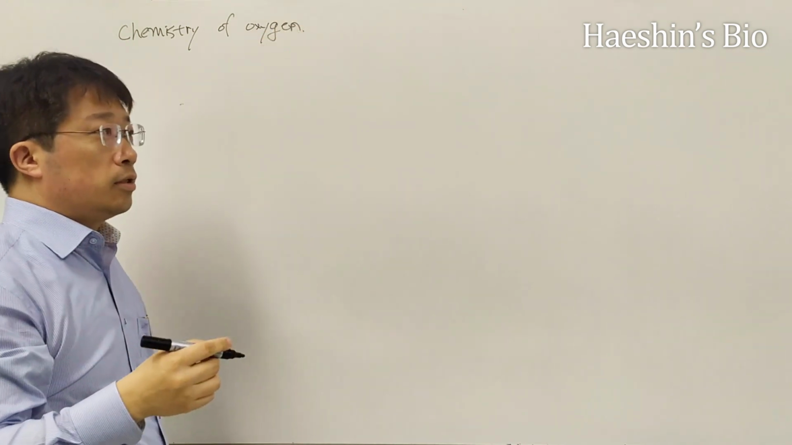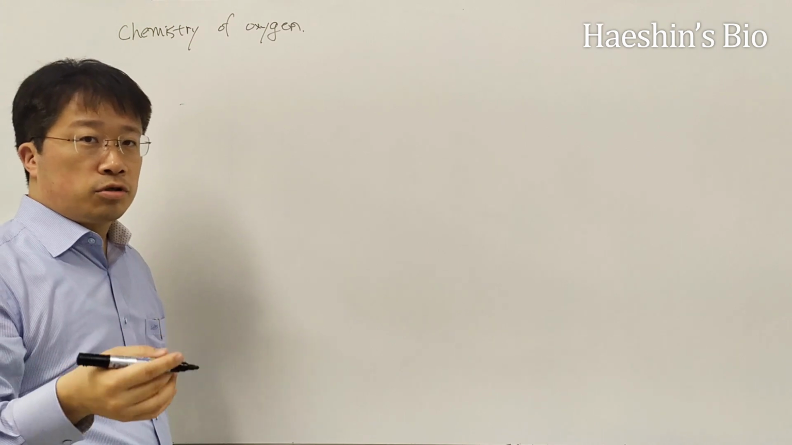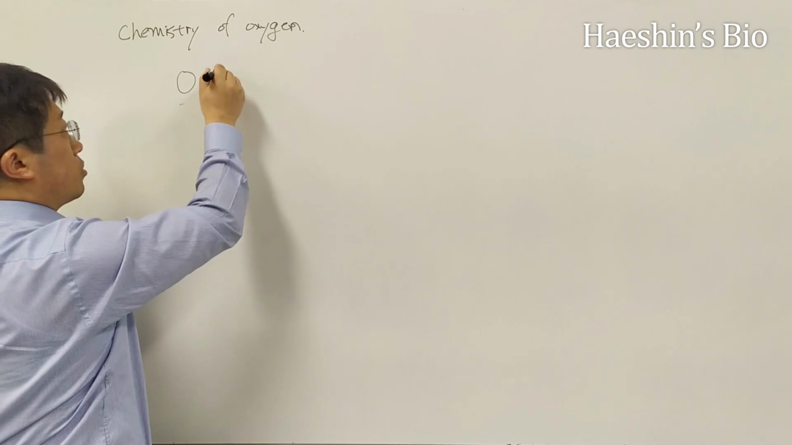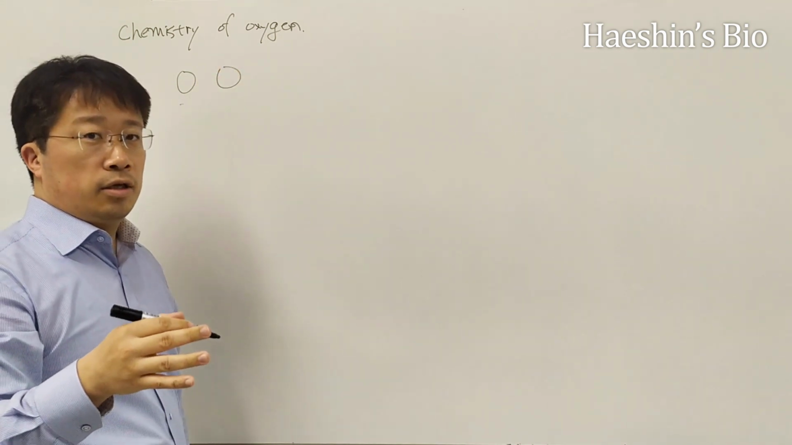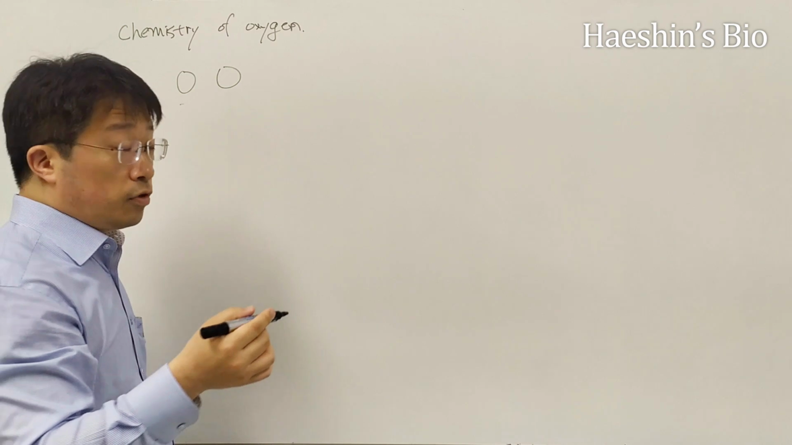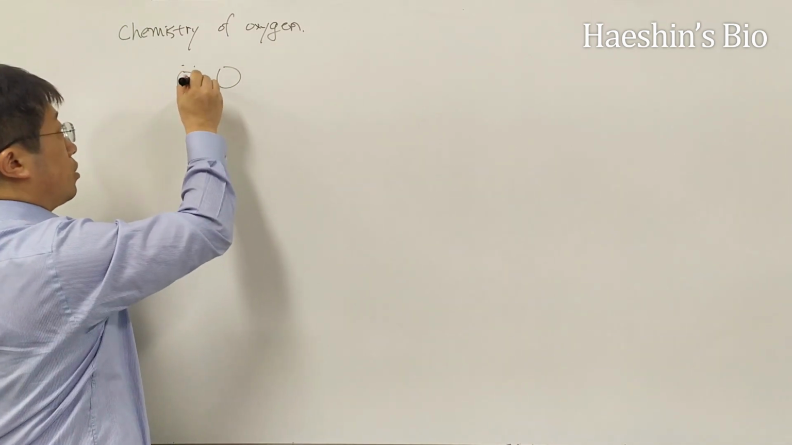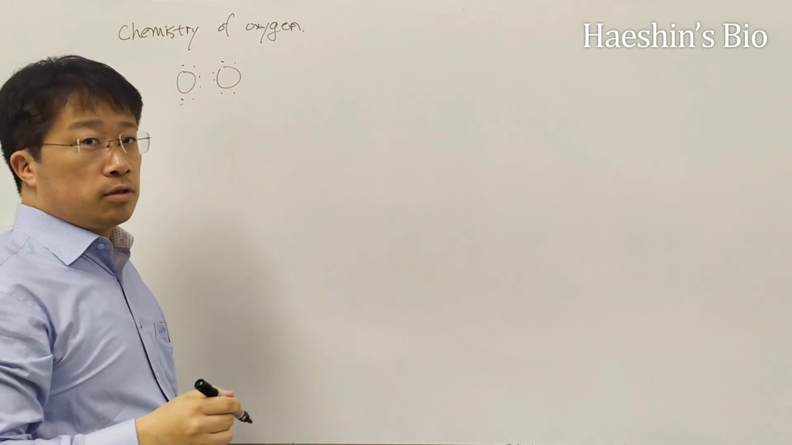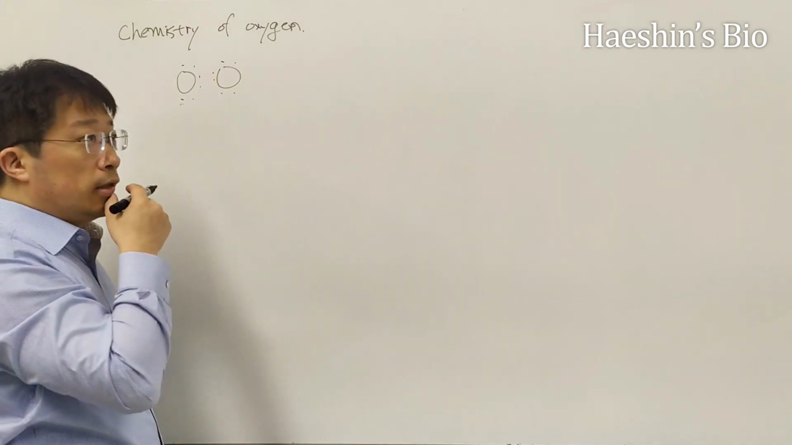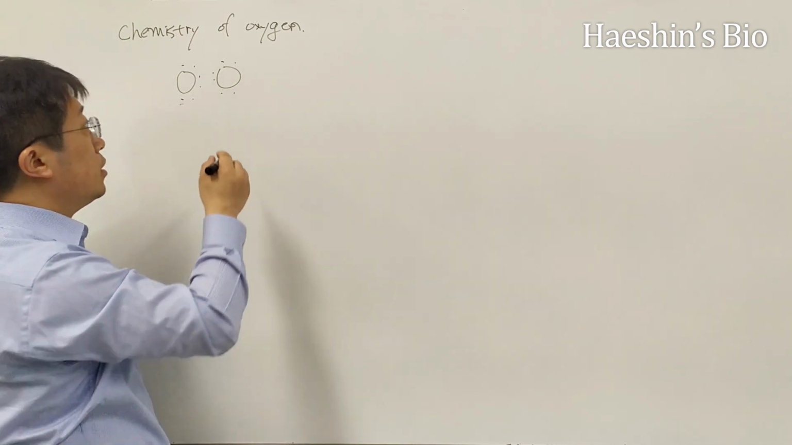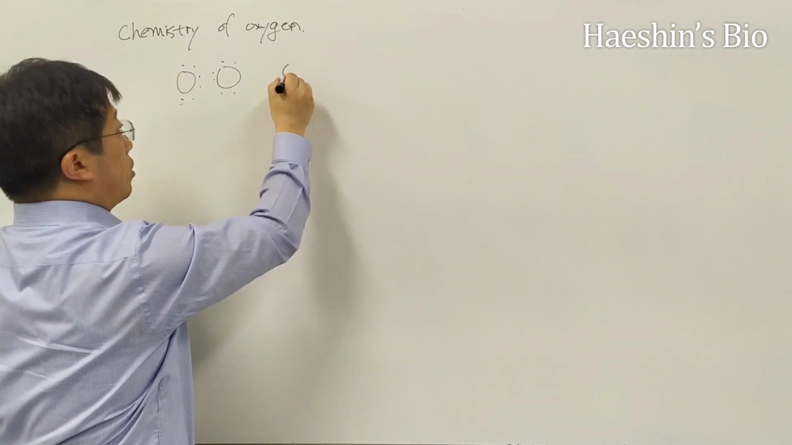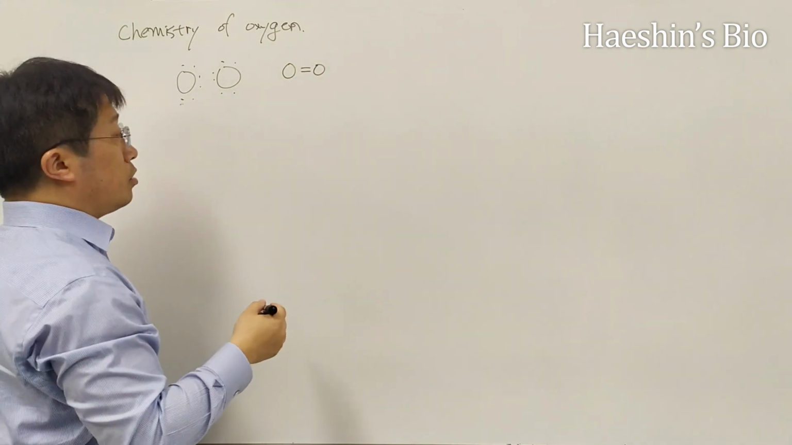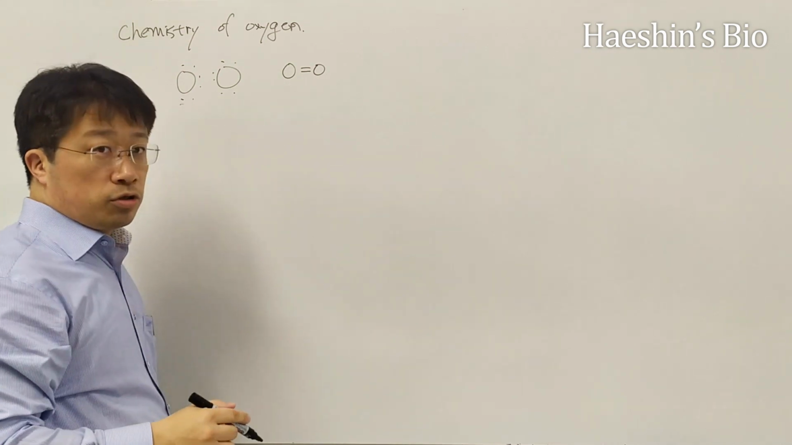So let's talk about the Lewis electron structure of oxygen. We have oxygen atoms here, and the electrons of oxygen are actually 6 electrons here. So 1, 2, 3, 4, 5, 6 electrons. Then, as you remember from your chemistry 101 class, that is equal to oxygen double bonded to oxygen. So this is the generally accepted Lewis structure of oxygen.